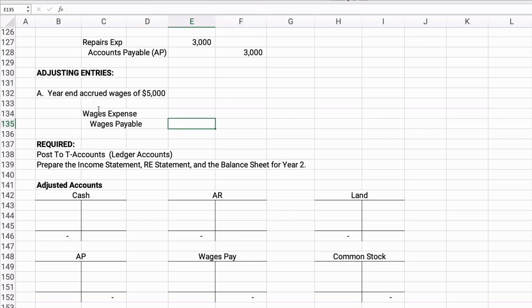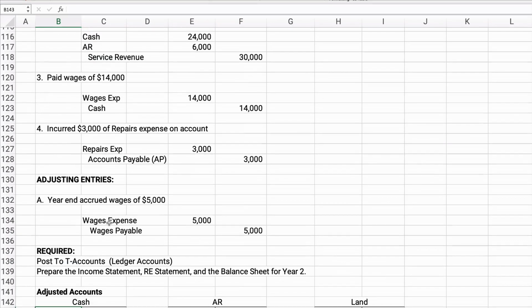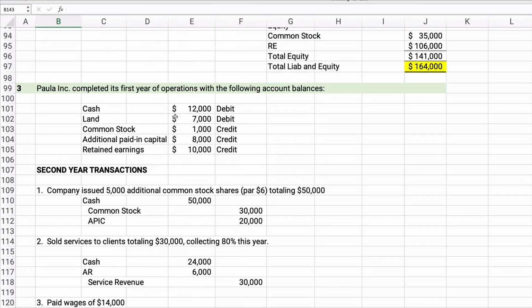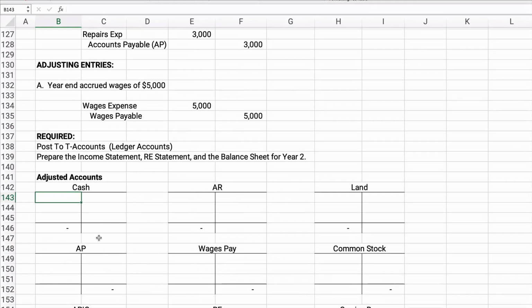So that's for the $5,000. Now we need to fill out the balance of each account. So let's do cash, and we'll go through this real quickly. I'm going to do the cash with you. I'll fill out the other accounts quickly, and we'll come back in just a minute after we fill out the cash balance. All right, we started with cash of $12,000 debit.